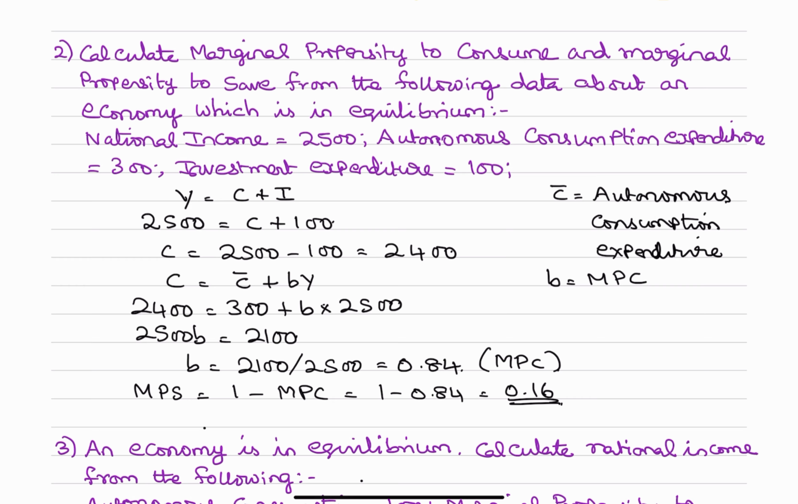Here autonomous consumption expenditure has been given. So the consumption equation is consumption is equal to autonomous consumption expenditure plus B into Y. Y is income and B is marginal propensity to consume. 2400 is equal to autonomous expenditure 300 plus B into 2500. By simplifying this equation, you get B is equal to 0.84, which is marginal propensity to consume. Then marginal propensity to save is equal to 1 minus marginal propensity to consume, that is 0.16 is the answer.